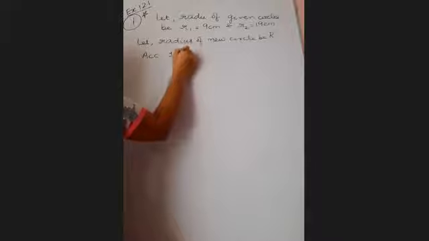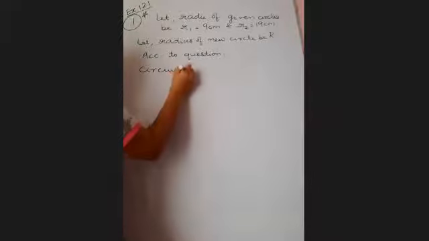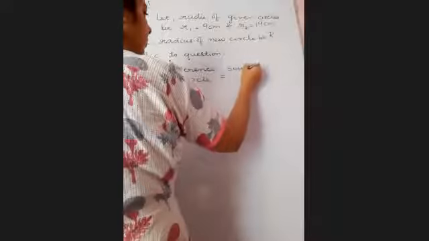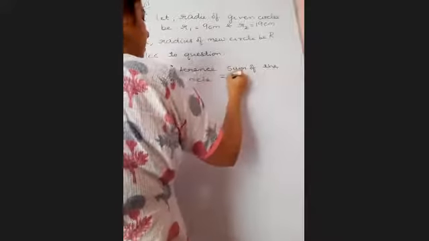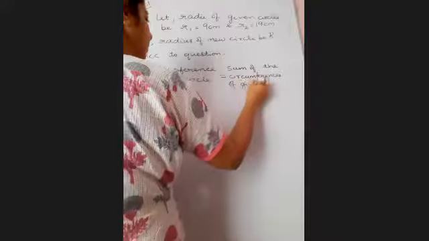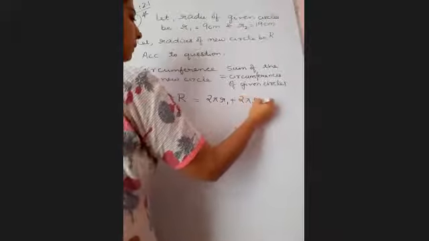According to the question, the circumference of the new circle is equal to the sum of the circumferences of the given circles. Right? Now the circumference of the new circle is 2 pi R. And what is the sum of the circumferences of the given circles, beta? 2 pi R1 plus 2 pi R2.